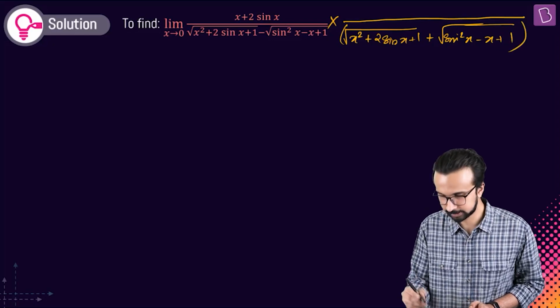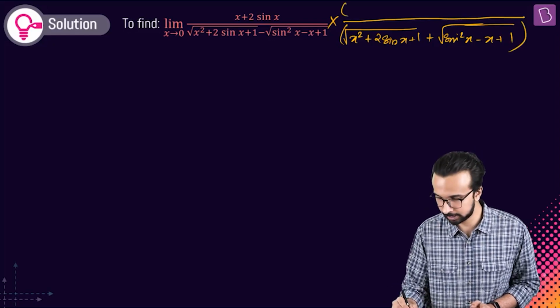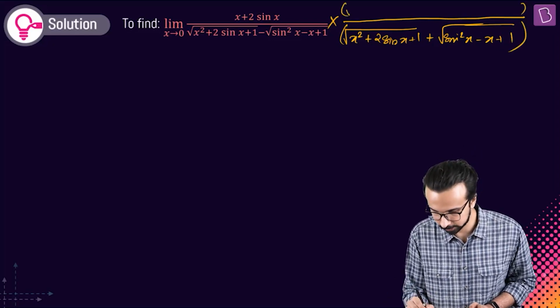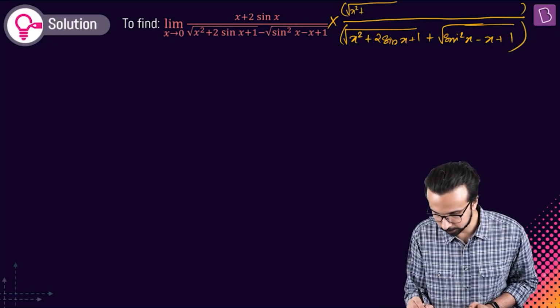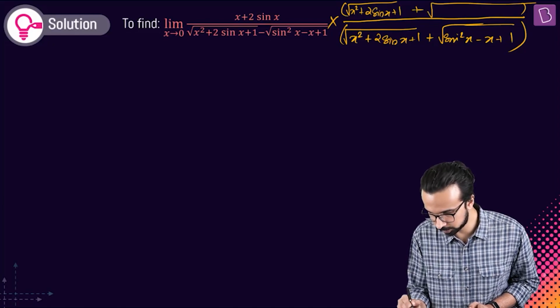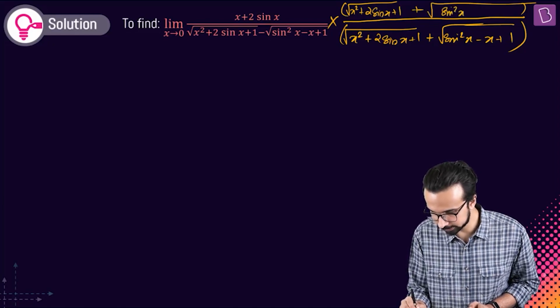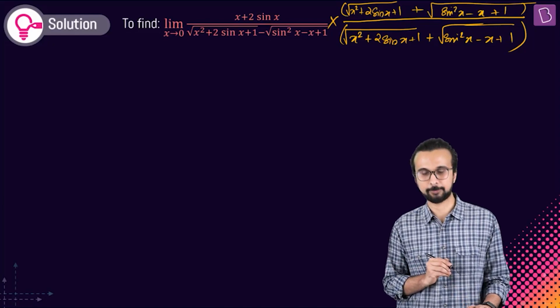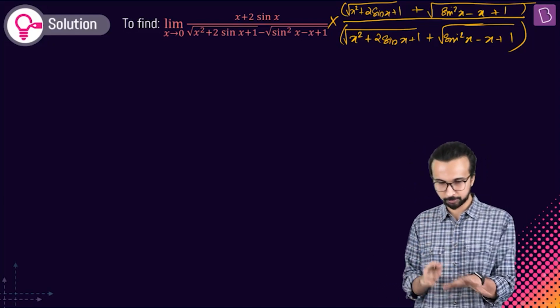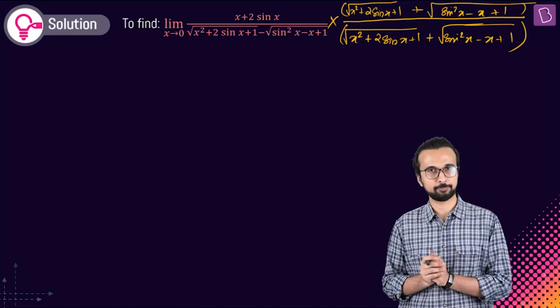Okay, the same thing will come up again in the numerator. So this will be root of x square plus 2 sin x plus 1 plus root of sin square x minus x plus 1. Okay, so we have this limit in this form.